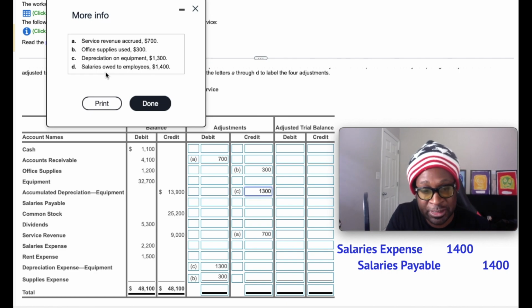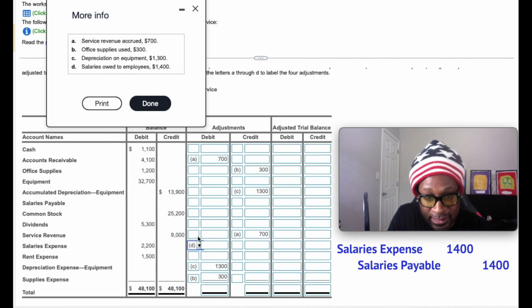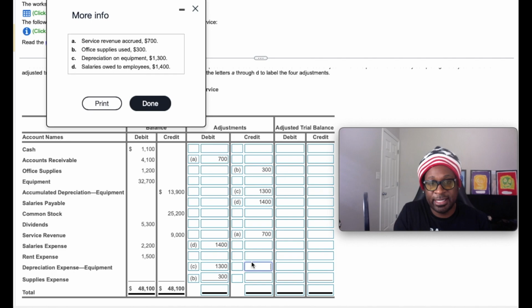We're going to record the expense by debiting salary expense for the $1,400, and we are going to credit, gang, salaries payable. And that's it, gang, in terms of our adjustment column section for the worksheet. Now all we have to do is sum up the debits total balance and the credits total balance.